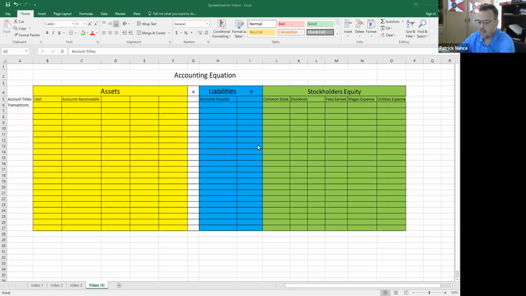The other thing about the accounting equation is, if it's a brand new company, a brand new organization like the one we're getting ready to deal with, all these accounts start off as zero. Okay, you can't start with anything in your accounts if you're a brand new company, a brand new organization.